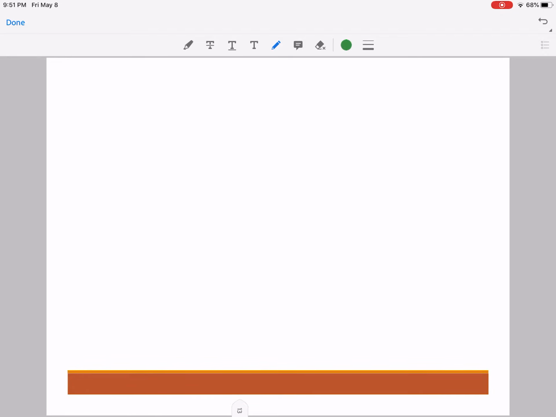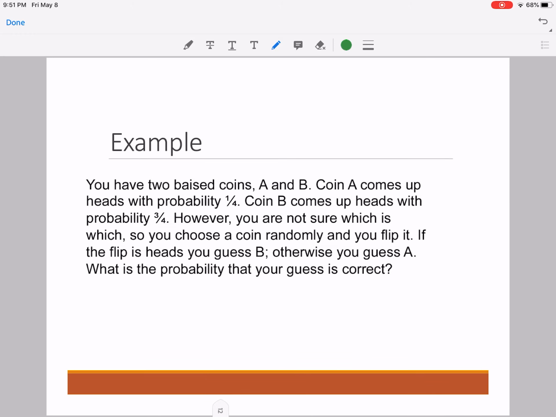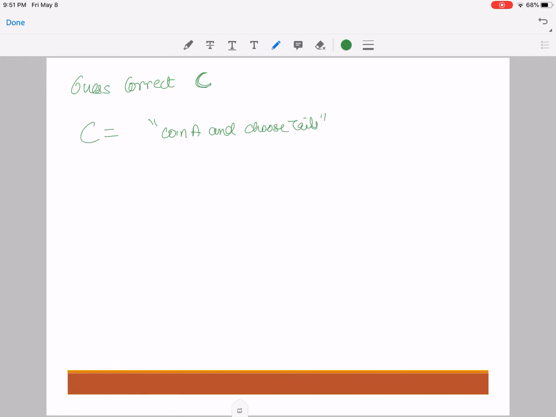Okay, I hope you guys got the chance to work on this problem on your own. I'm interested in the event guess correct. Let me abbreviate it with a C. Now C can come in one of these ways. I select coin A and I choose tails, because my guess is correct if I choose tails and it is coin A. Or I choose coin B and choose heads as my outcome.